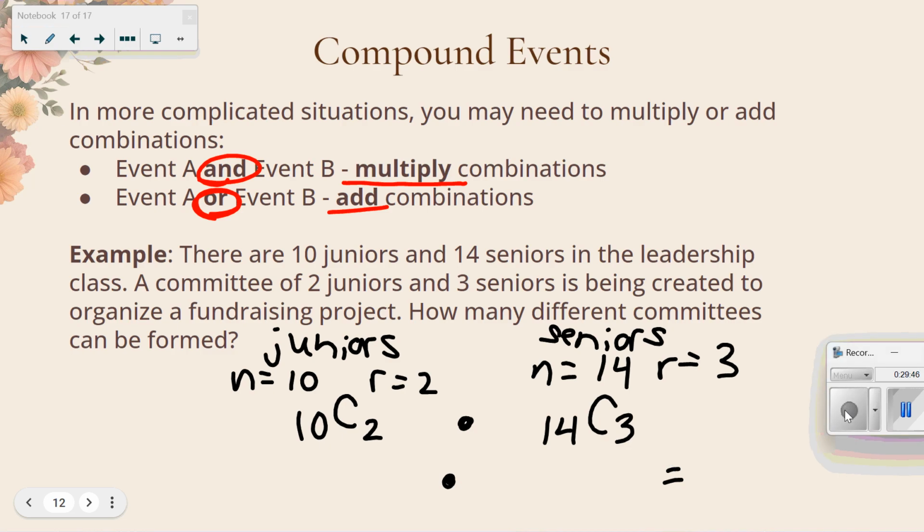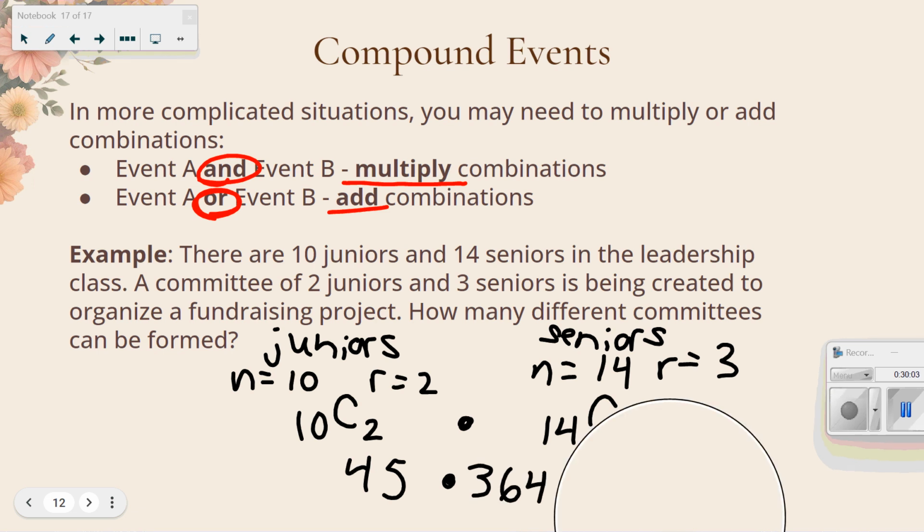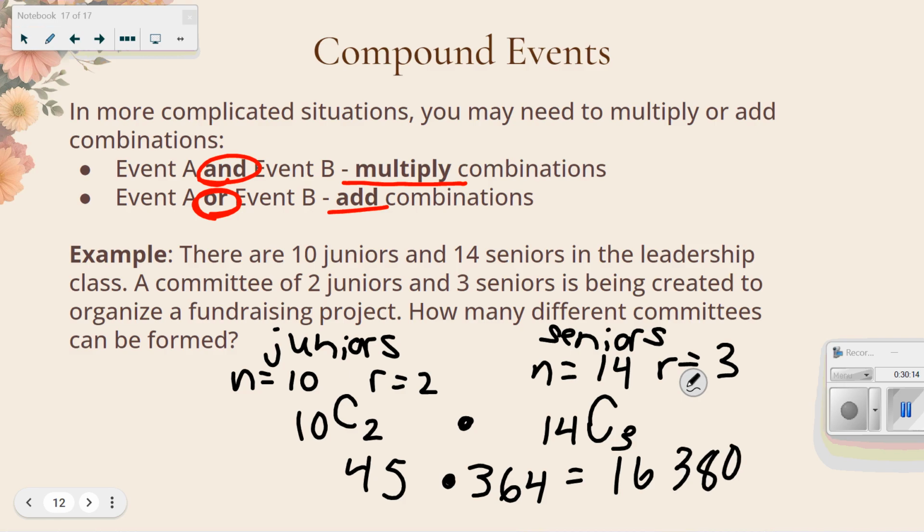What did you guys find for our juniors? What are the possible combinations there? 45. What about for the seniors? 364. And then multiply those together. What did we find that's equal? 16,000 and then what? How does that sound with everybody? Those are the numbers you're getting? Remember, multiplying those together because it was an and situation. What questions do you guys have here?